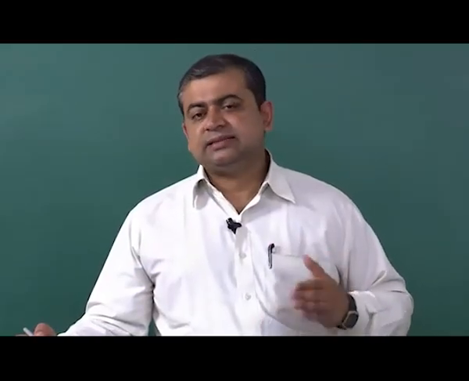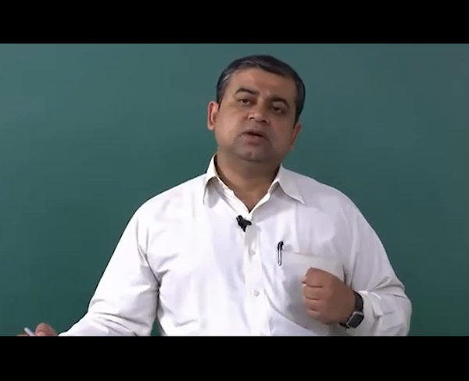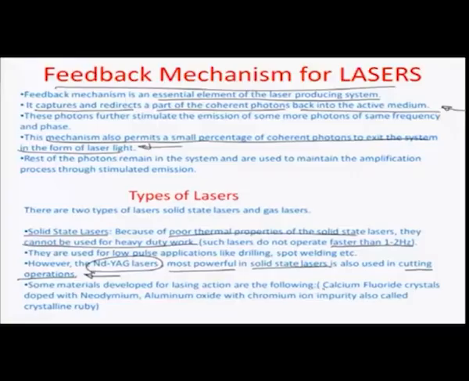There is a rastering of the laser which would take place. There would be continuous addition of power. So, heavy duty lasers are used there, and ND-YAG forms one of those varieties in the solid state where you can deliver enough power for such complete cutting action to happen. Some materials which are developed for lasing action are calcium fluoride crystals doped with neodymium, aluminum oxide with chromium ion impurities, also called crystalline ruby, so on and so forth. And these materials are actually typically the lasing medium which would do all this population inversion, stimulated emission, so on and so forth.